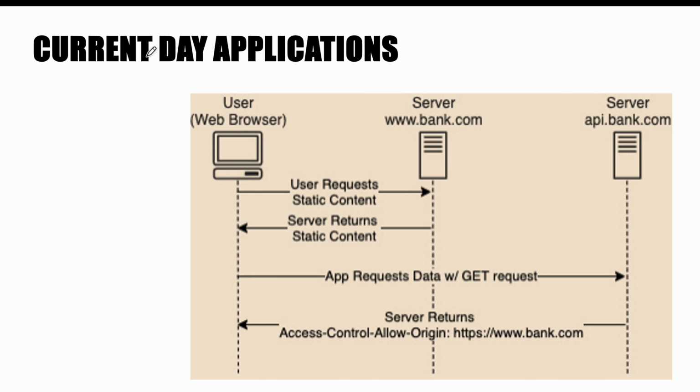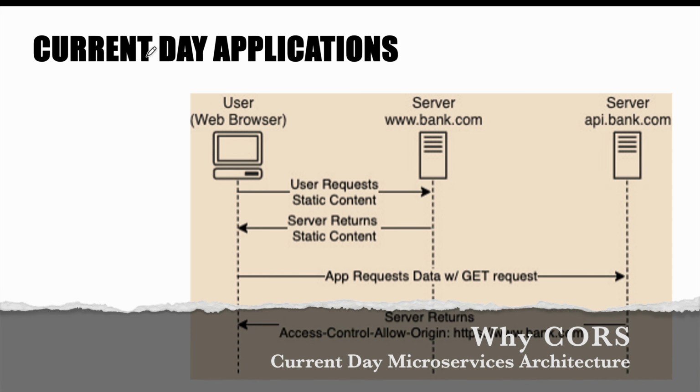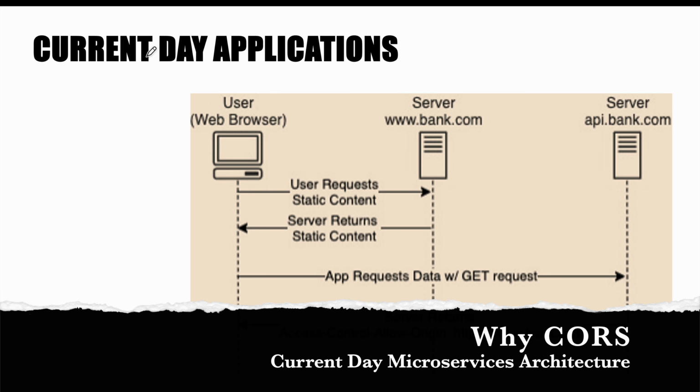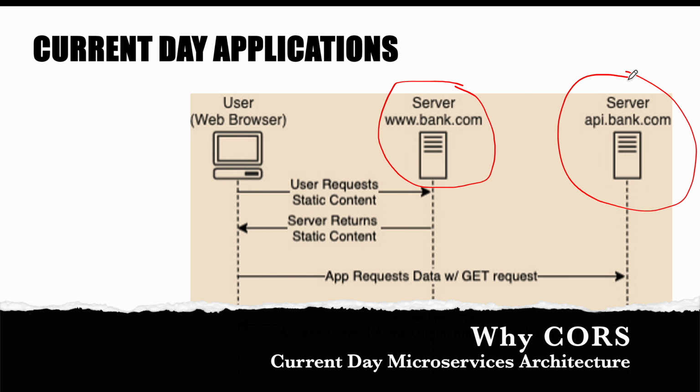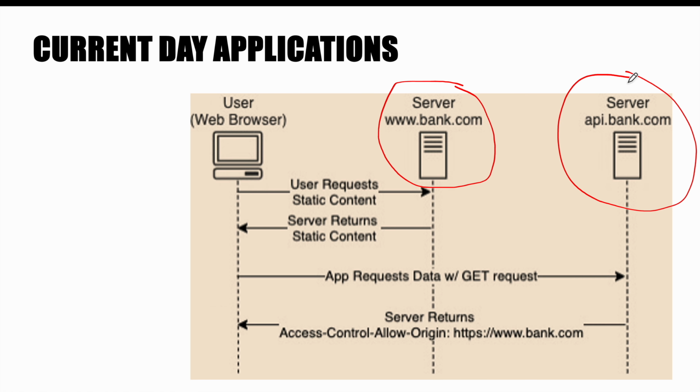Now with this introduction, let's go to current day applications. Current day applications are mostly single page applications hosted on a server. For example, on a bank server, you would have a SPA loaded, and then you would be accessing various resources from a cluster of API services, which are microservices. From those, you would be fetching the resources.